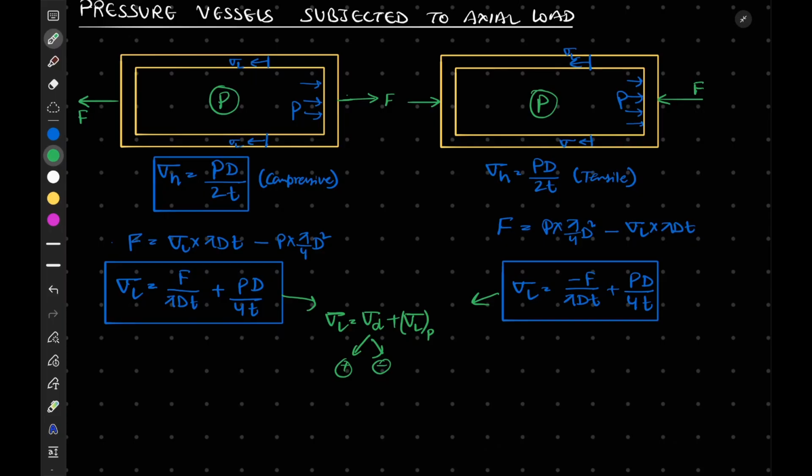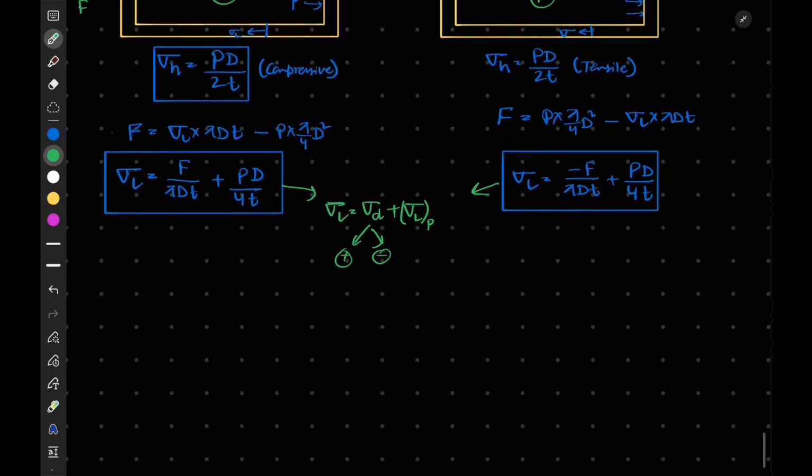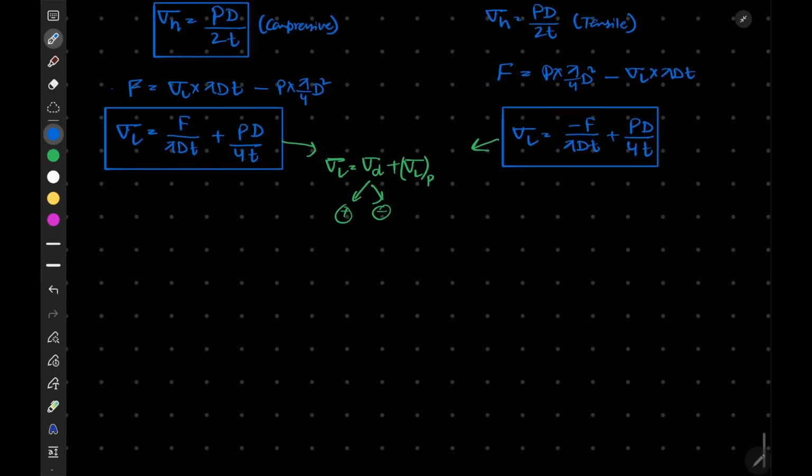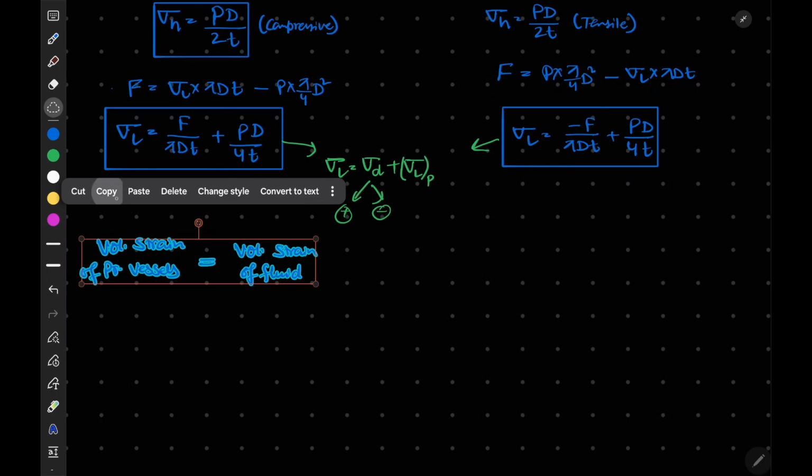Now there are compatibility conditions. So I can write that the volumetric strain of the pressure vessel is equal to the volumetric strain of the fluid. And this will be applicable in both cases.